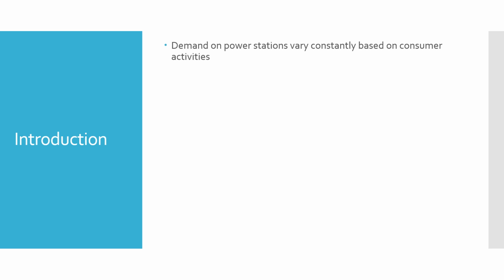First of all, we have to understand that the demand on a power station, or load on power stations, varies constantly based on consumer activities. Based on what a particular set of consumers are doing at a particular time, their demand may vary, and that ultimately affects the overall demand on the power station. So the overall demand on a power station continuously fluctuates.